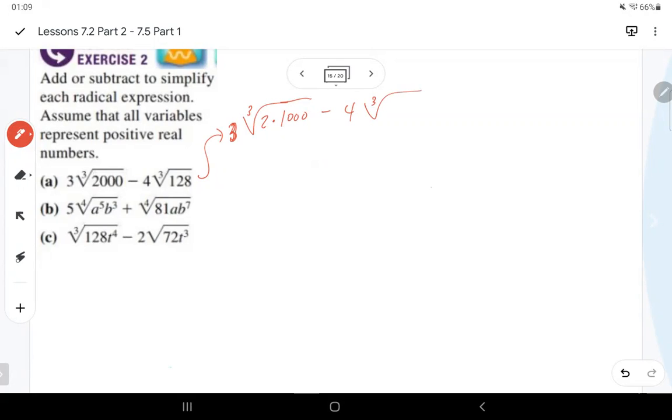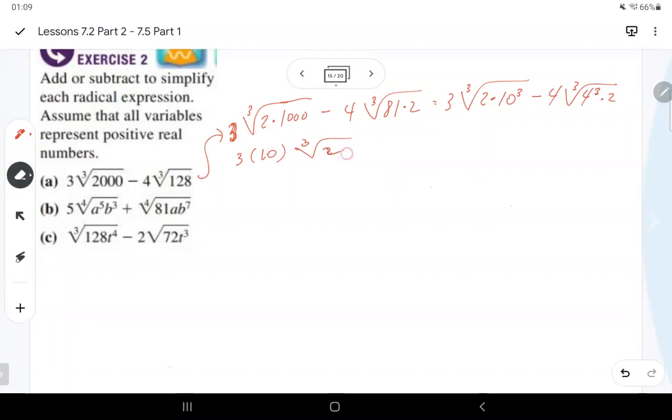Well, 128 is the same as 64 times 2. So then we would break these into 2 times 10 cubed minus 4 times cubed root of 4 cubed times 2. And then we can see that we're going to bring out 3 times 10 cubed root of 2 minus 4 times 4 cubed root of 2.